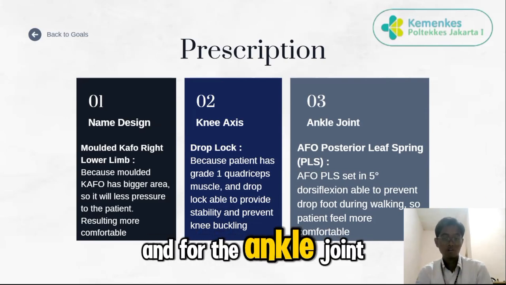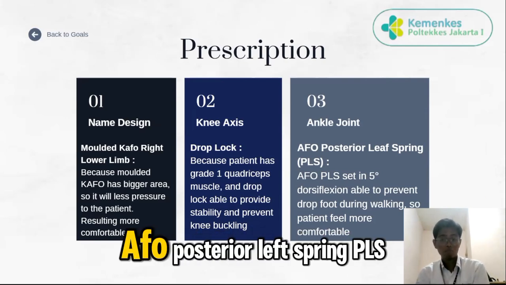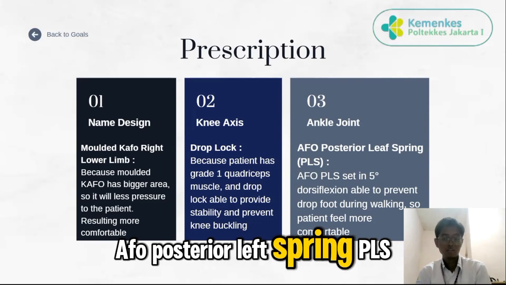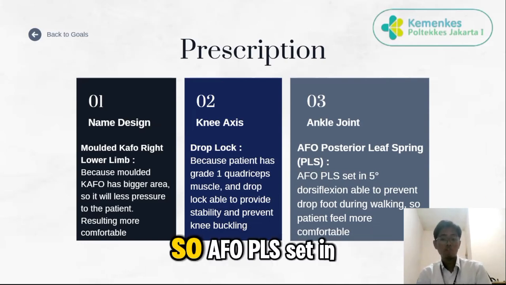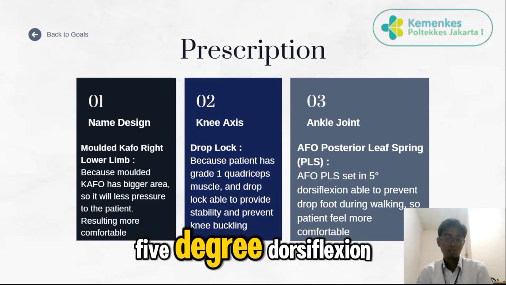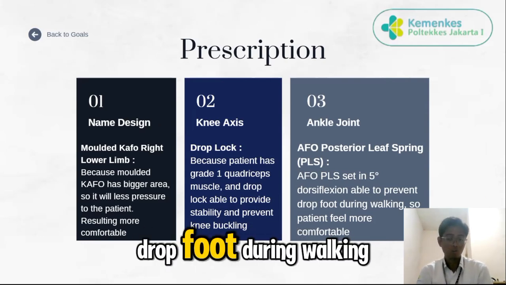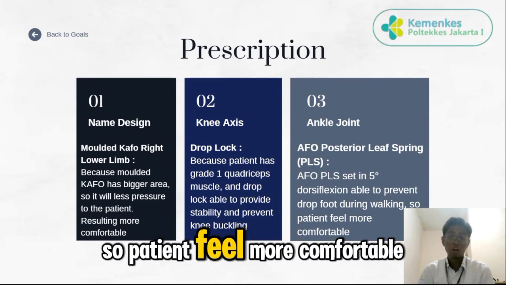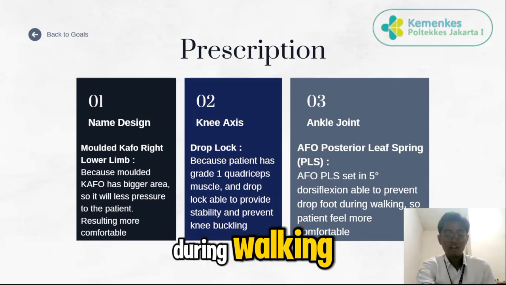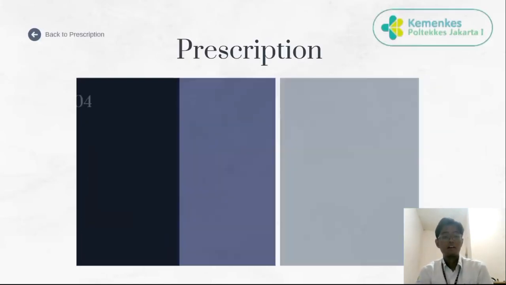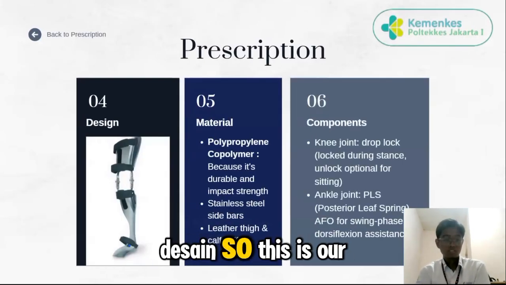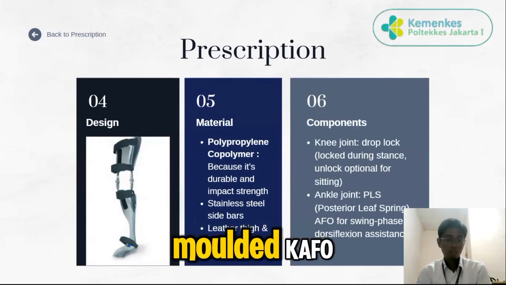And for the ankle joint, we will give an EVO posterior leaf spring, PLS. So the EVO PLS is set in 5-degree dorsiflexion, and it is able to prevent drop foot during walking, so the patient feels more comfortable during walking. And the next one is design. So this is our design, the molded CAFO.